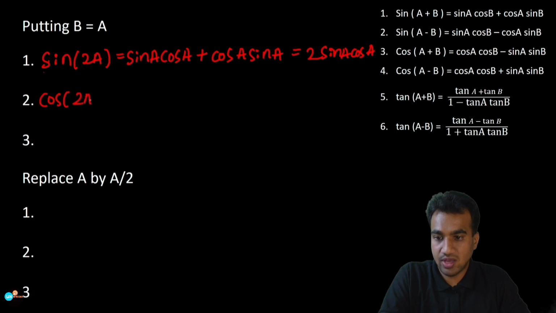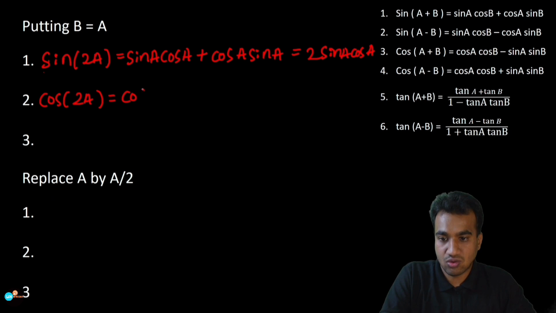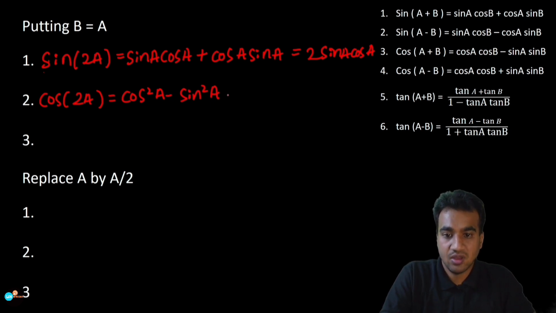So cos 2a is equal to cos a into cos b, so cos a into cos a itself. So cos a into cos a is cos square a, minus sin a into sin a is sin square a. So we will write it directly: cos square a minus sin square a. So this is also most important identity, and we can write, if you substitute one identity for sine square, as we know sine square a is nothing but 1 minus cos square a.